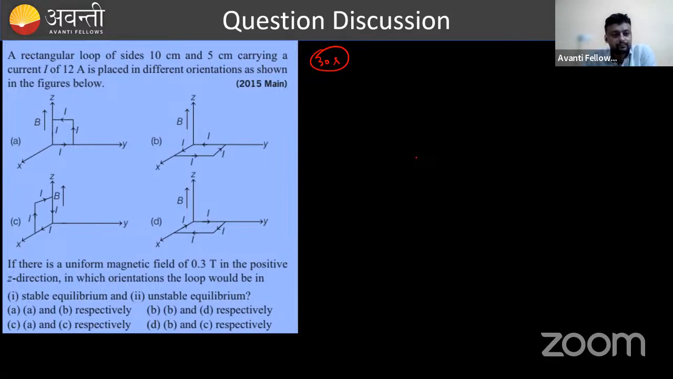Anyone? Okay, so just read the question. A rectangular loop is given. Some sides are given. Different orientations as shown in the figure. There are a lot of orientations of the loop. If there is a uniform magnetic field in the positive z direction, in which orientation would the loop be in stable equilibrium and unstable equilibrium?